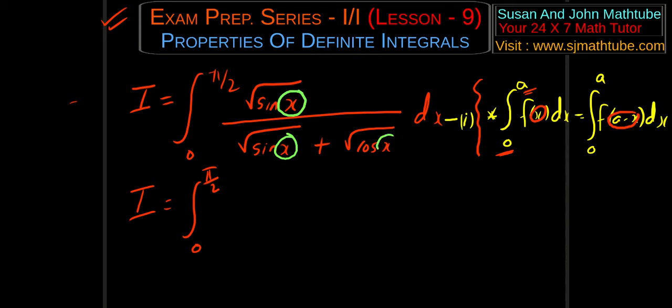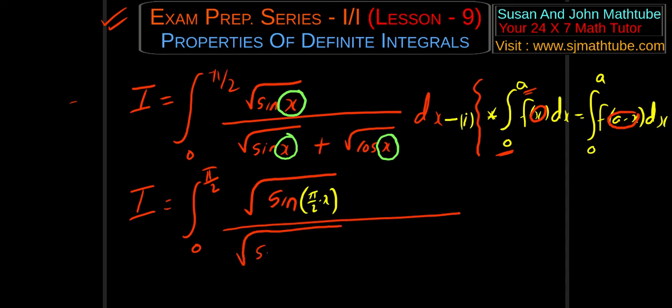I will circle the input variable of the function. And now what are we supposed to do? So we get root under sine, and the argument will change into upper limit minus x, the whole divided by root under sine. Again, the argument should be replaced with a minus x. And in this problem, a is actually the upper limit pi by 2. Plus root under cos of pi by 2 minus x.